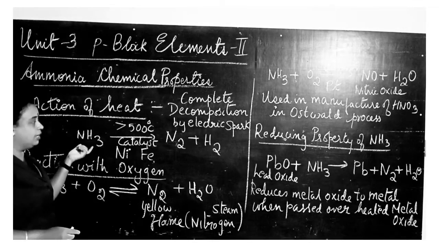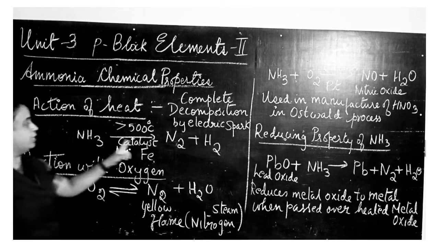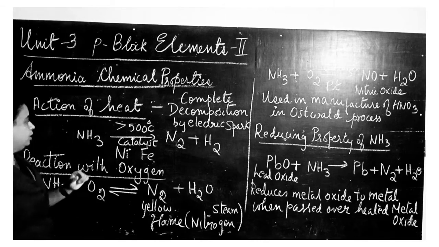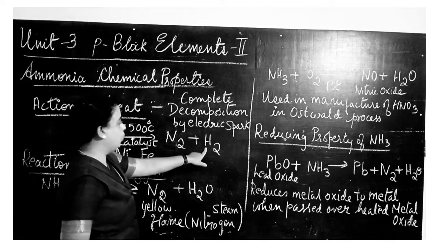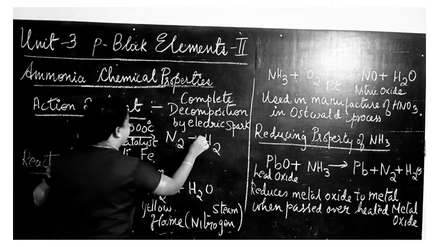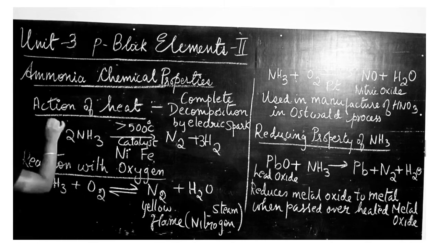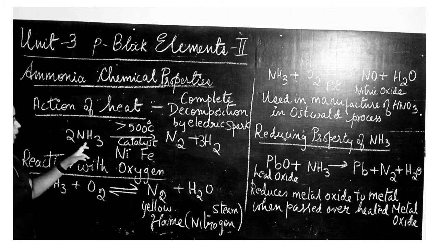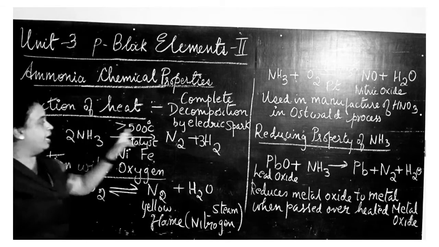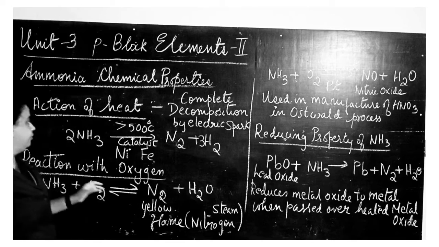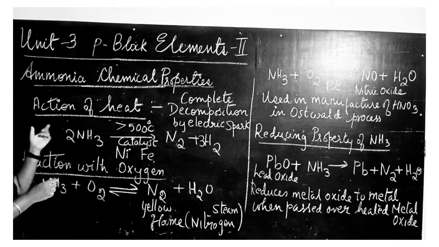Now let us balance this reaction. Here one nitrogen and here two nitrogen, and here three hydrogen and here two hydrogen. So for that reason, I put a 2 here and a 3 there. So 2 nitrogen are balanced, and 6 hydrogen on one side and 6 hydrogen on the other are balanced. So that's it about the action of heat on ammonia.